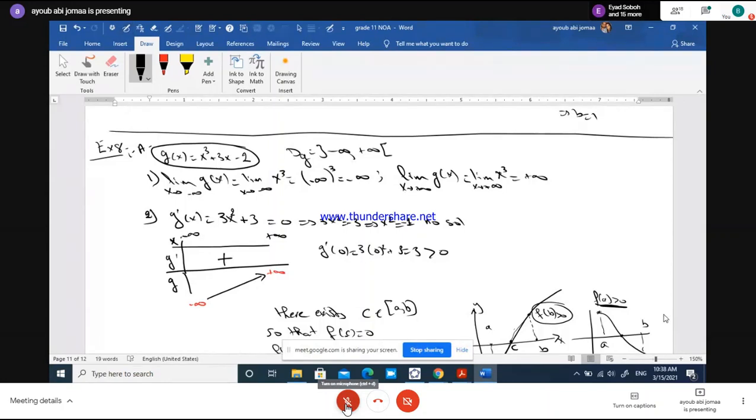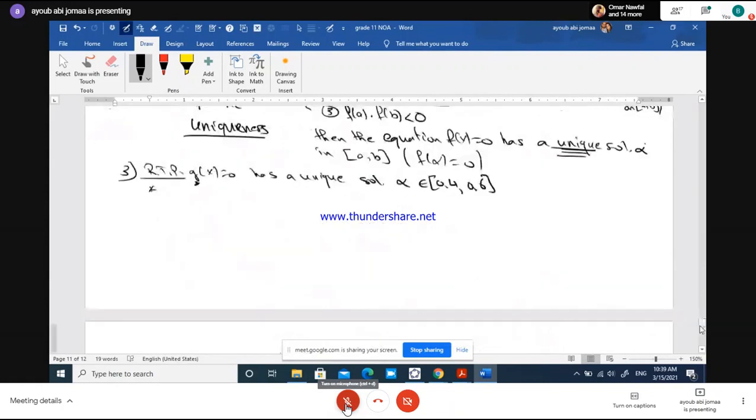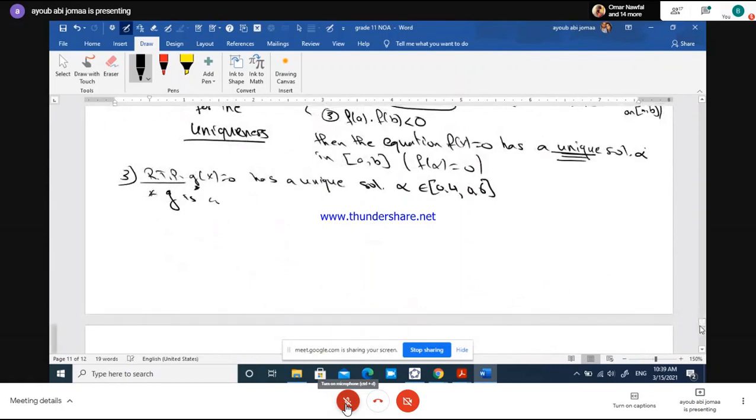In fact, if you notice, the functions we are studying, rational functions, we said that rational functions are continuous over their domain. Rational functions are continuous everywhere in the domain. Polynomial functions are continuous everywhere in the domain, over the real numbers, so continuous everywhere. So this function is continuous. So the first condition is satisfied here. G is continuous on this interval 0.4, 0.6.